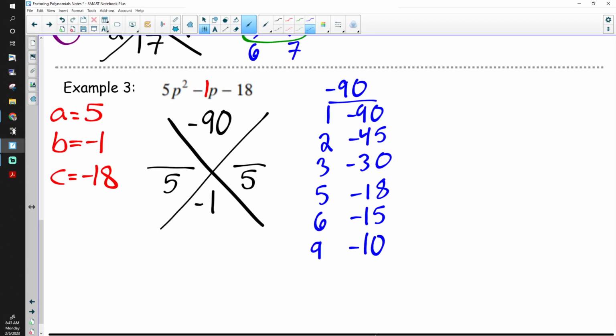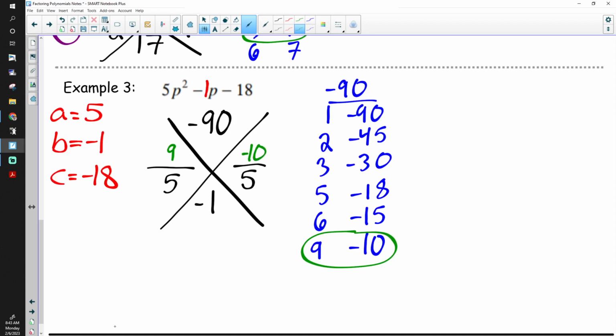So let's look through this list. Which of my pairs will add up to negative 1? 9 and negative 10. 9 plus negative 10 is like doing 9 minus 10, which is negative 1. So we got 9 on the left, negative 10 on the right, although if you flip-flop them, that would be totally fine.